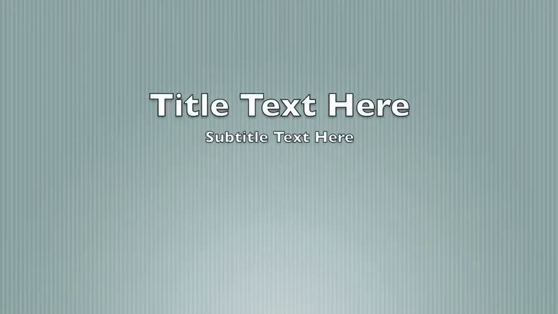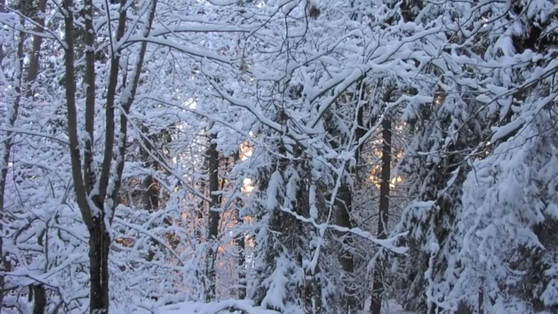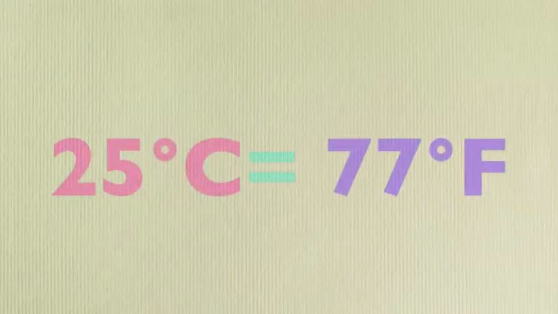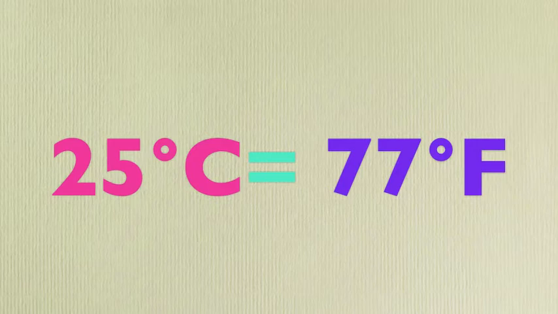In deciduous forest biomes, there are cold to moderate winters, warm summers, year-round precipitation, and fertile soil. The average temperature is 25 degrees Celsius.